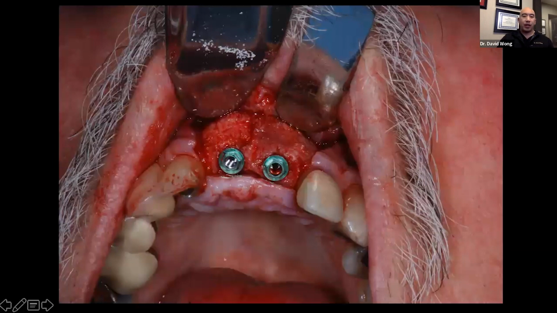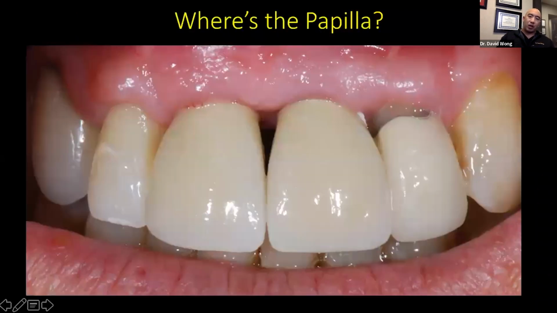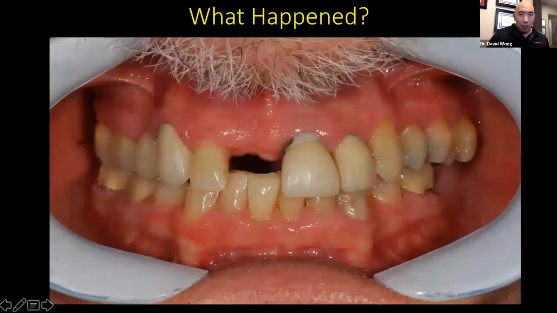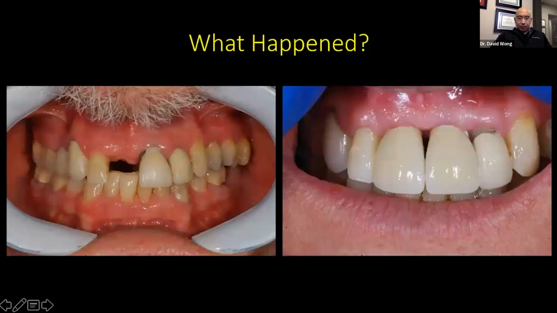These are 4 millimeter diameter implants, and we have a boatload of bone to the facial of it to support the soft tissue. The problem is the soft tissue was supported on the facial, but we lost the papilla between the 2 implants. Now, this is the final restoration. The big question here is, where is the papilla? Because this is where he started. He used to have a pretty big papilla. Now he has no papilla. So what happened?